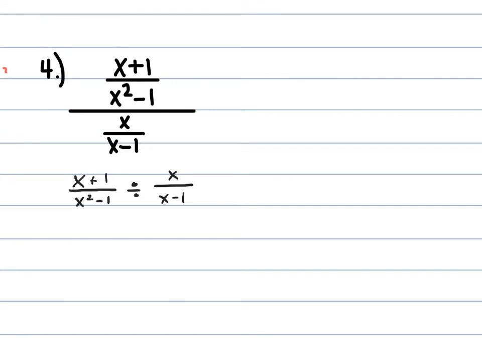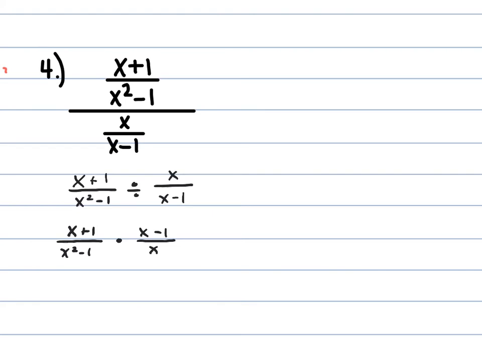The thing is that if you cancel it now, it's hard to see top and bottom. So let's do our keep, change, flip and then get it all set up. Let's get it set up where it's ready to cancel, because we can only cancel when there's one thing on top, one thing on bottom, or if we're looking at multiplication. So I'm just going to get it in its easiest form here. Let's keep this the same, change this, and flip that.